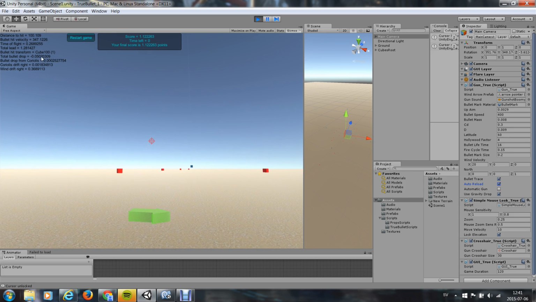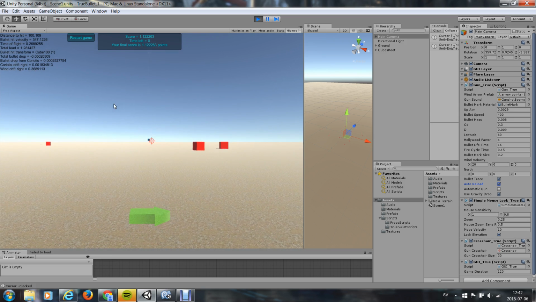So this has dropped 5 centimeters. The bullet drop from Coriolis is only, what's that, 2/10 of a millimeter. In short distances, Coriolis is not very essential. And also I have 2 millimeters of Coriolis drift to the right at 100 meters. Not very much, but at long distances, Coriolis can be significant. And I had a wind drift right at 0.37 meters.